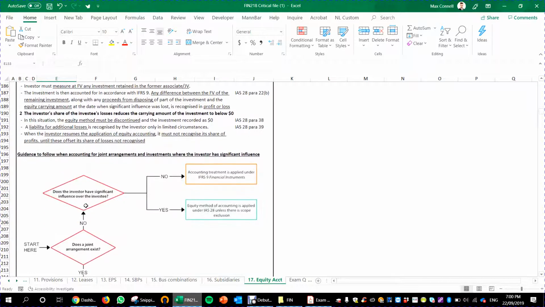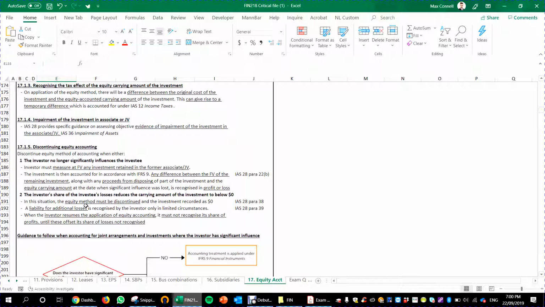Okay, so what happens if you want to discontinue the equity accounting? You can do this when either, 1, the investor no longer significantly influences the investee. So you then adjust it so that you account for the investment at cost, as we talked about before. The investor must measure at fair value any investment retained in the former associate or JV. The investment is then accounted for in accordance with IFRS 9. Any difference between the fair value of the remaining investment, along with proceeds from disposing it, must go to profit and loss, and then it can be held at cost.